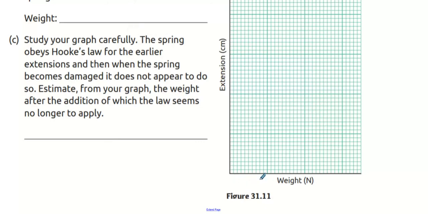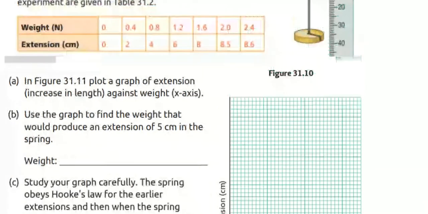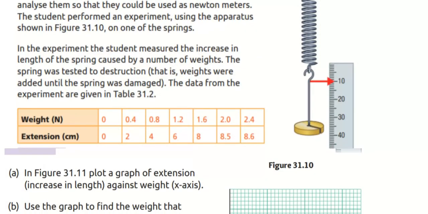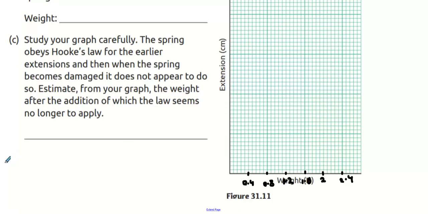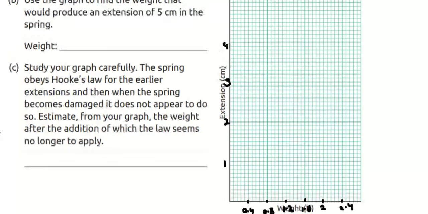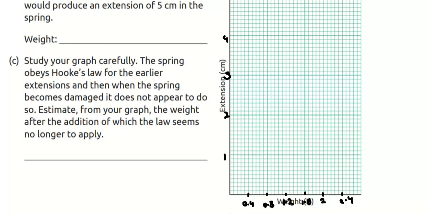Well, I count 10 blocks here, so I'm going to go up in 5. So I'm going to have 0.4, 0.8, another 5 could be 1.2, this one could be 1.6, another 5 can be 2, and another 5 can be 2.4. So there's my weight in newtons. Next thing I have to do is my extension, and I need to go up to between 8 and 9. So 1, 2, 3, 4, that's not going to work, is it? Don't have enough space.